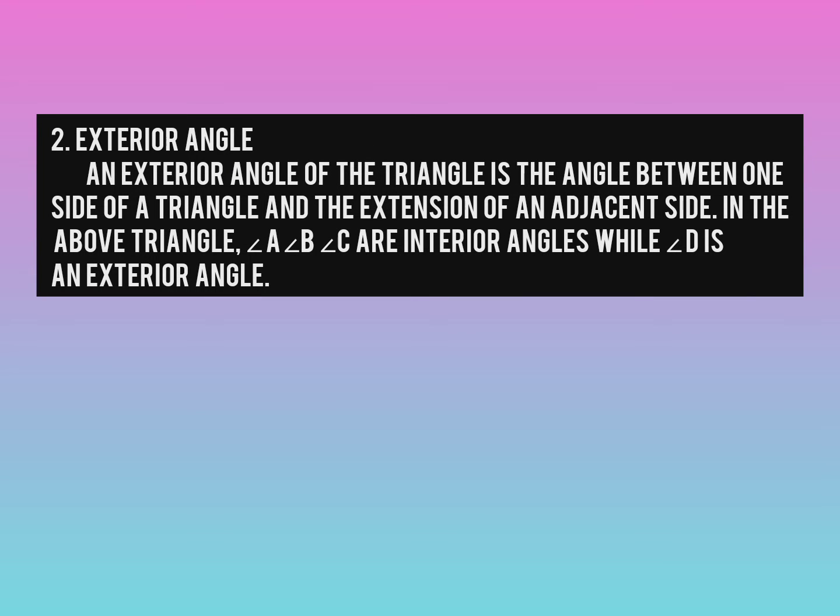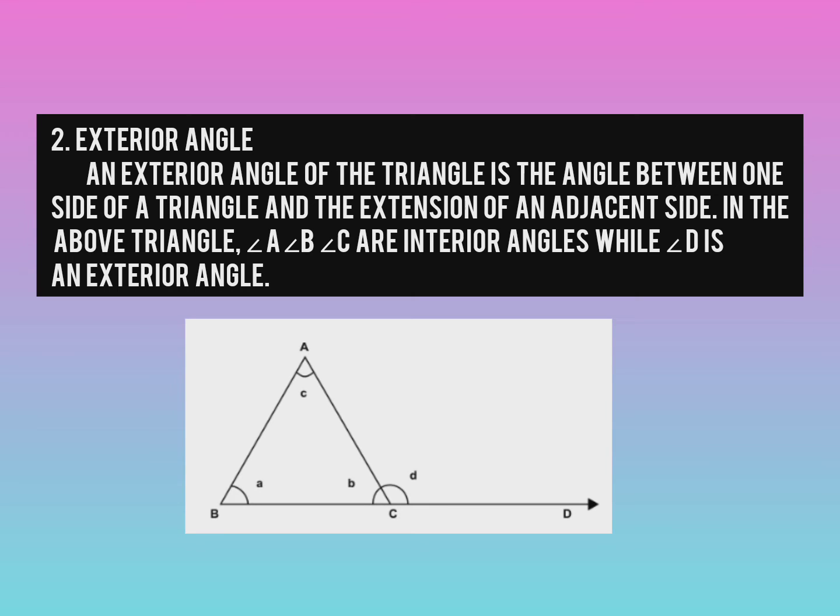Next, exterior angle. An exterior angle of the triangle is the angle between one side of a triangle and the extension of an adjacent side. In the above triangle, A, B, C are interior angles, while D is an exterior angle. This is the picture of exterior angle.